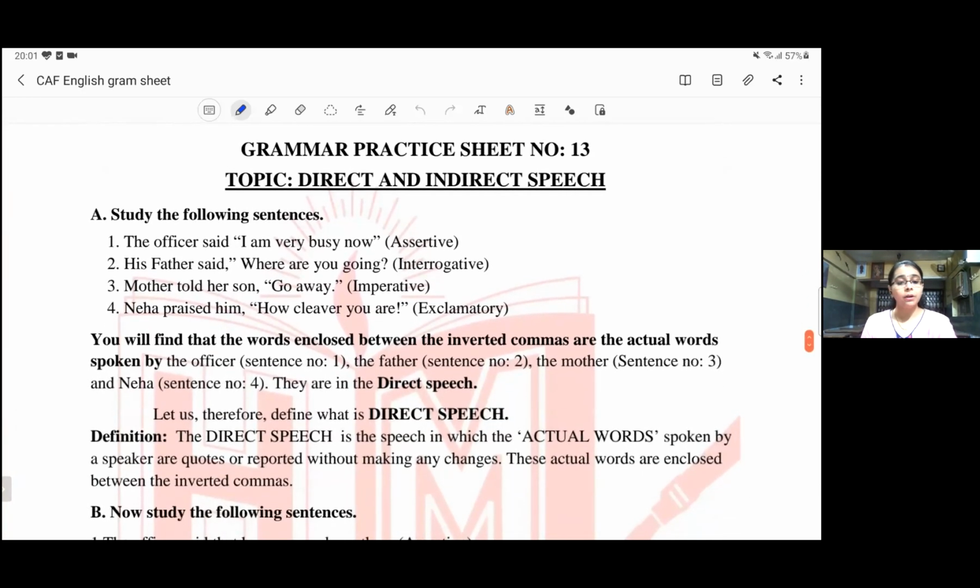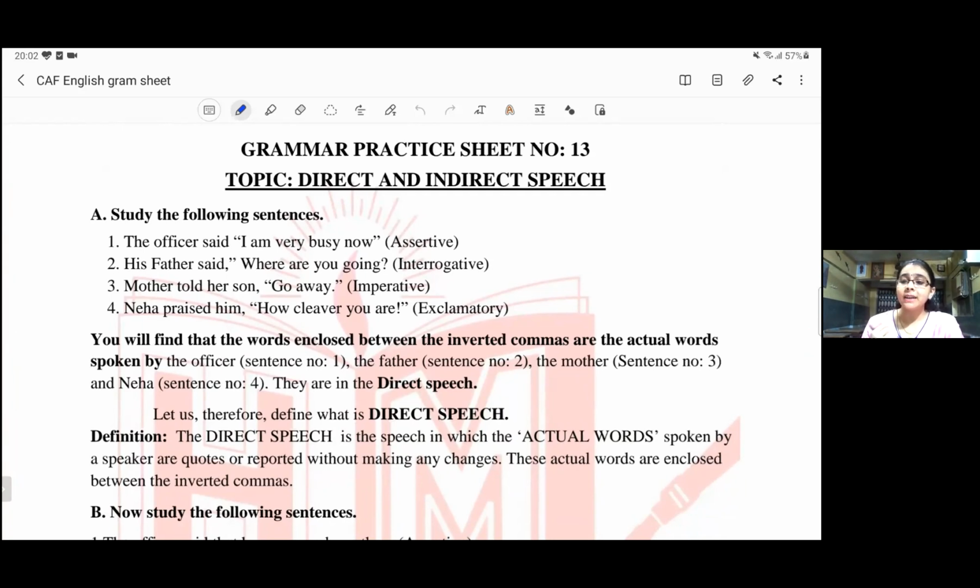This is your grammar sheet number 13, and we are doing grammar topic number 7. Give the heading in your book. Grammar topic number 7. Topic is direct and indirect speech. Done? Now, direct speech क्या है?